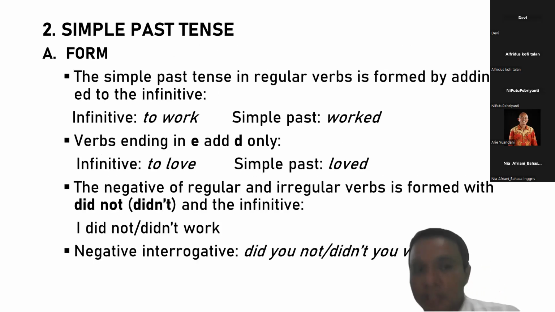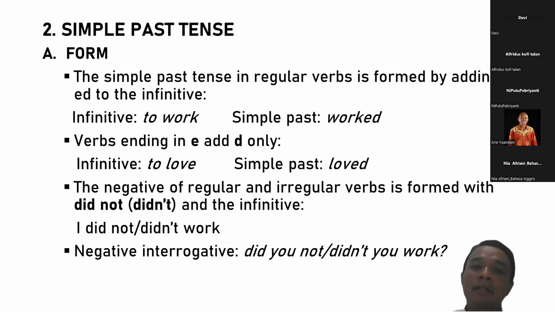Okay, now let's turn to our second topic. Previously, we talked about the simple present tense, and now we will talk about the simple past tense. The first one is its form. The simple past tense in regular verbs is formed by adding ed to the infinitive. For example, the infinitive to work becomes worked in the simple past, with the addition of ed at the end of the verb.